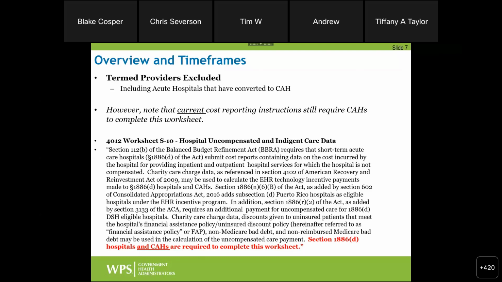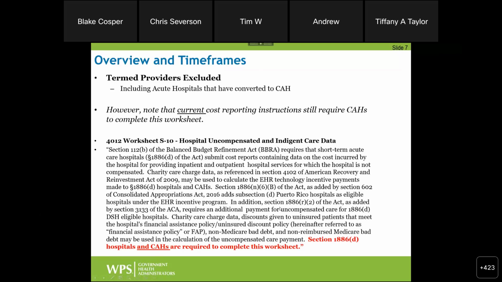And second of all, do they need to keep the documentation and submit it at the time of cost report submission? The answer to the first one is technically yes, they do have to complete the worksheet. In fact, if you look at the bottom of worksheet S-10, it does say hospitals and CAHs are required to complete this worksheet. It's kind of unfortunate.